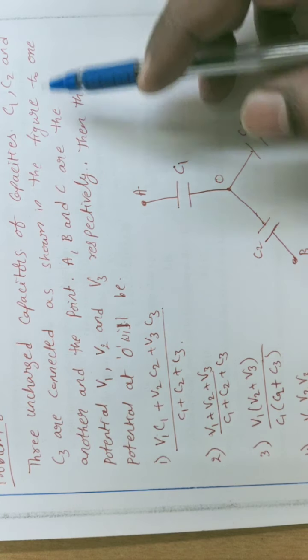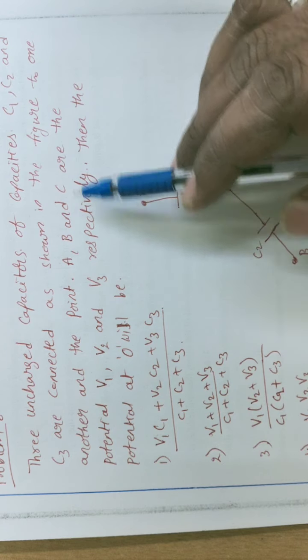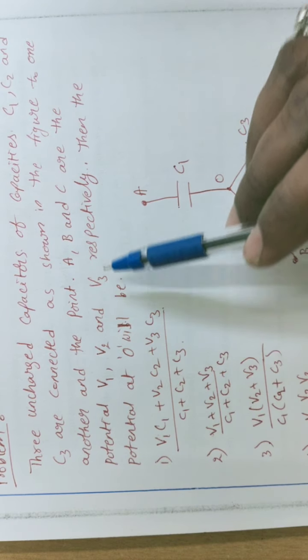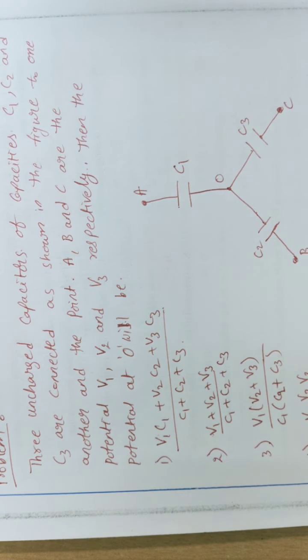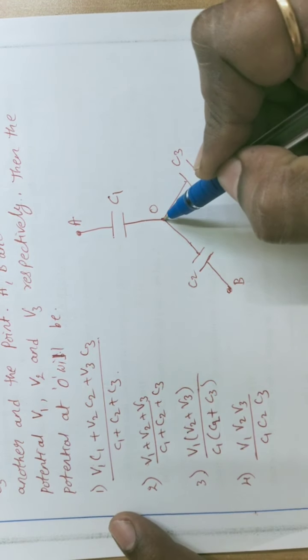In the figure, the points A, B and C are having potentials V1, V2 and V3 respectively. Then the potential at O will be? So that is the question here. Four options are given. So here we want to find out the potential.